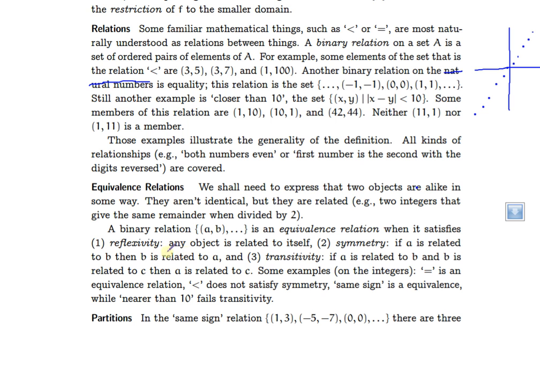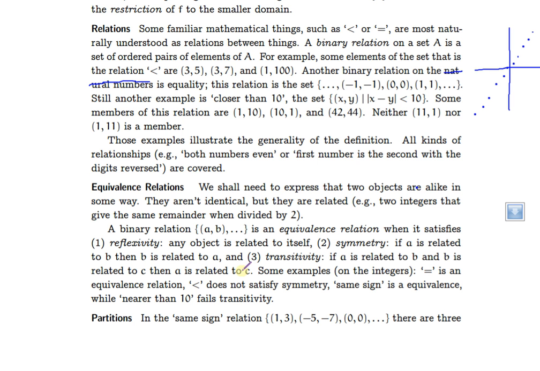Certainly, any number, no matter what set it's drawn from, is equal to itself. Second of all, if A is equal to B, then B is equal to A. And we use this fact all the time in algebra. And transitivity: if A is equal to B and B is equal to C, then A is equal to C. So this certainly is satisfied by equality.